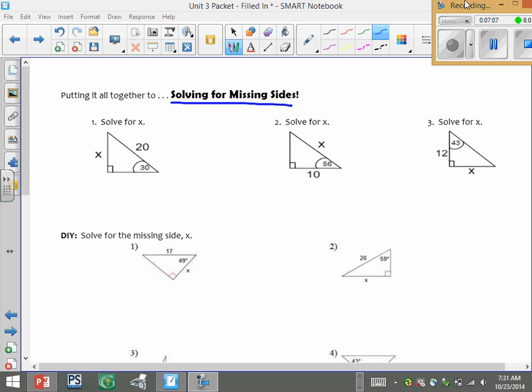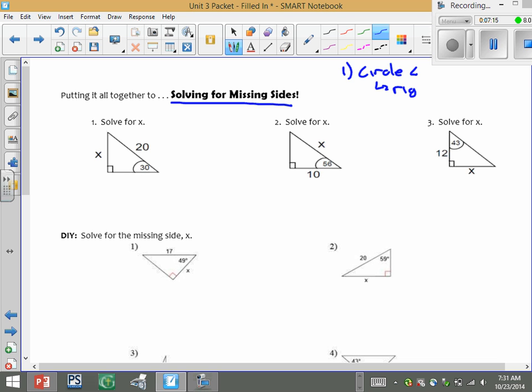Step 1, we want to circle the angle. Just as a heads up, the right angle is off limits, so you never circle that one. Step 2, you're going to label the sides based on your circle. And step 3, remember the angle will go with your trig function. This will make sense in just a minute.